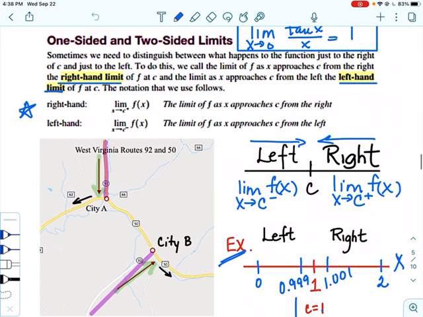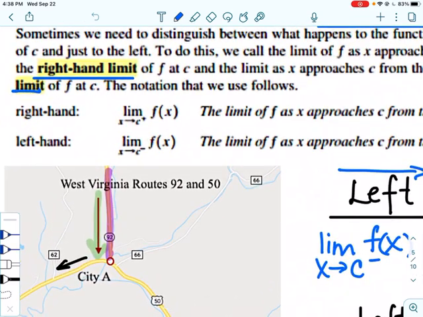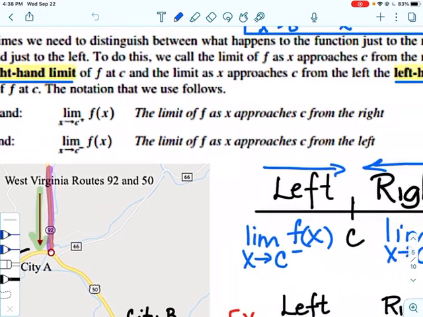Remember, we have one-sided and two-sided limits, and sometimes we need to distinguish what happens to the function just to the right of c and to the left. To do this, we call the limit of f of x as it approaches c from the right the right-hand limit, and from the left the left-hand limit of f at c. The notation: we use a little plus after the c for the right-hand limit and a minus after the c for the left-hand limit, both superscripted.